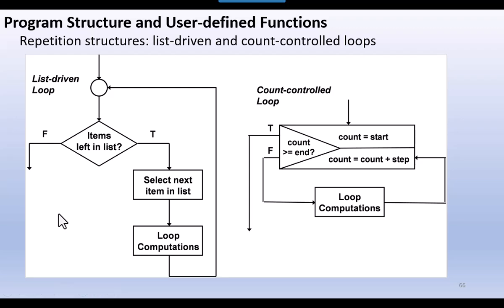And then a special case of this is the count-controlled loop or for loop, which you may be familiar with from other programming languages like VBA or MATLAB. And here we have a count variable that has a start, and then we check whether it is greater than or equal to our end criterion, and if it is, we're done. Otherwise, we do loop computations, and then we add a step to the count variable, and we continue doing this until finally it has reached its end. So that is the count-controlled loop or for loop.